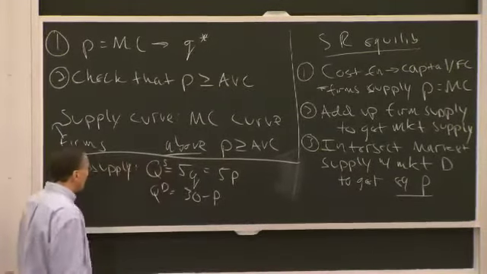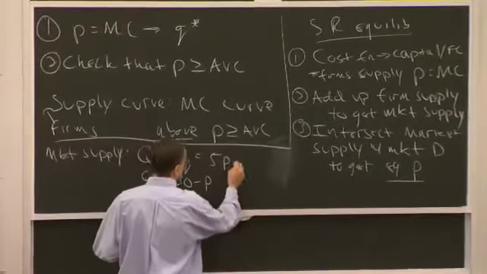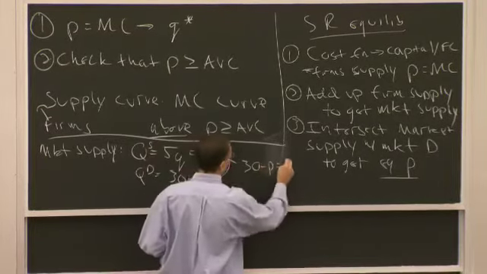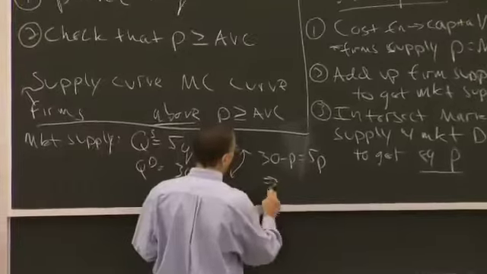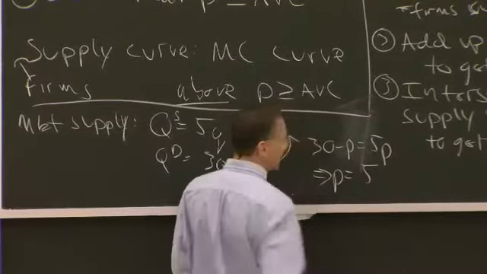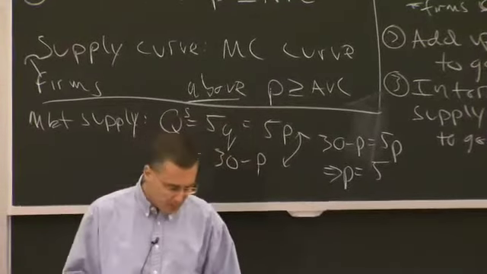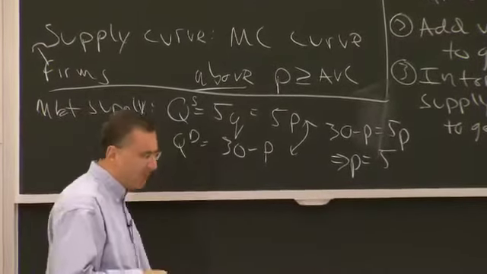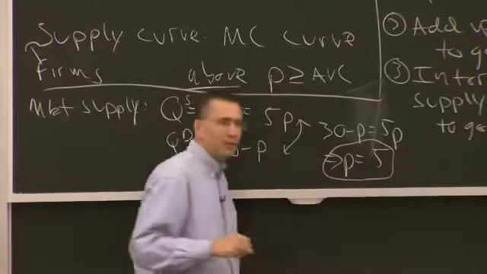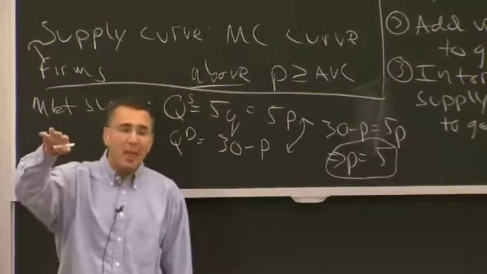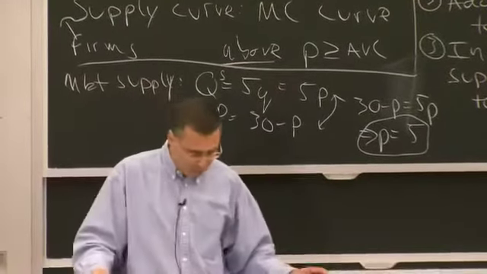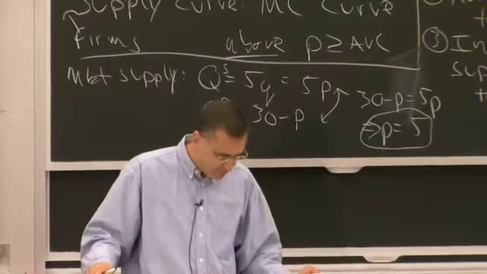So to get equilibrium, we set these equal. And we get that 30 minus P equals 5P, or P equals 5. That's the equilibrium price. Given the market supply curve and given the demand curve, I've derived the equilibrium price of 5.